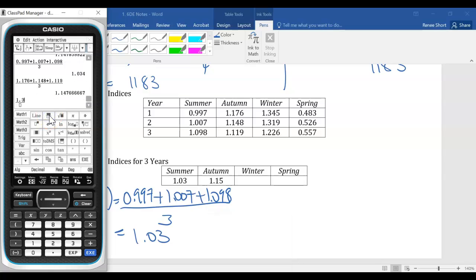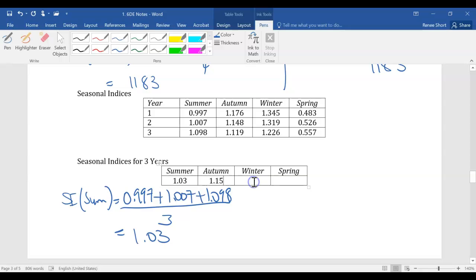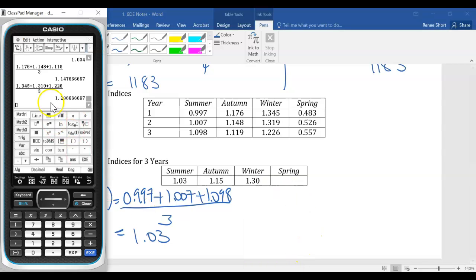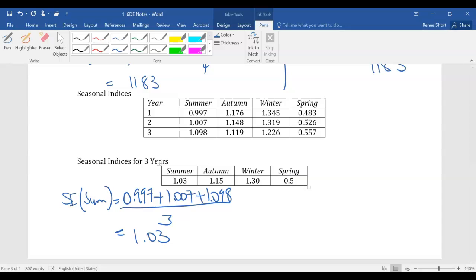Winter, I get 1.30 because it's 1.29666, so 1.30. And finally, spring now: 0.483 plus 0.526 plus 0.57. I get 0.52. So we have now created those seasonal indices based on those 3 yearly averages.